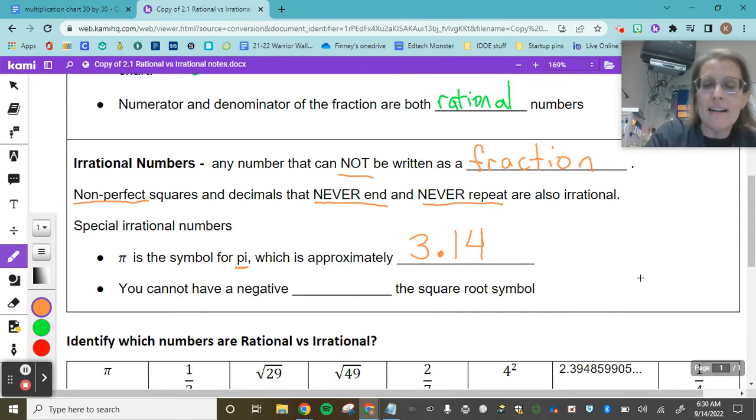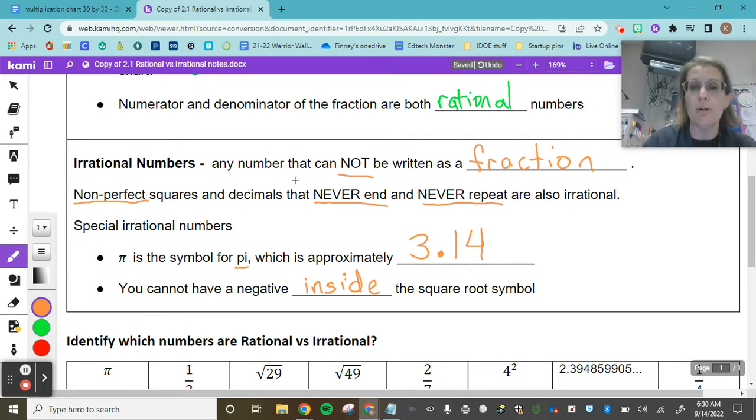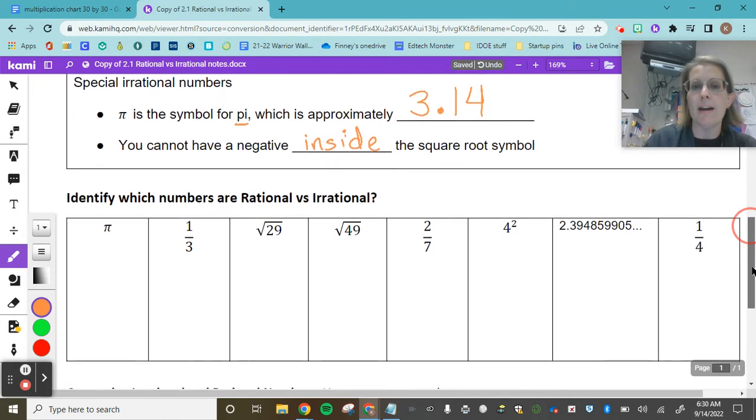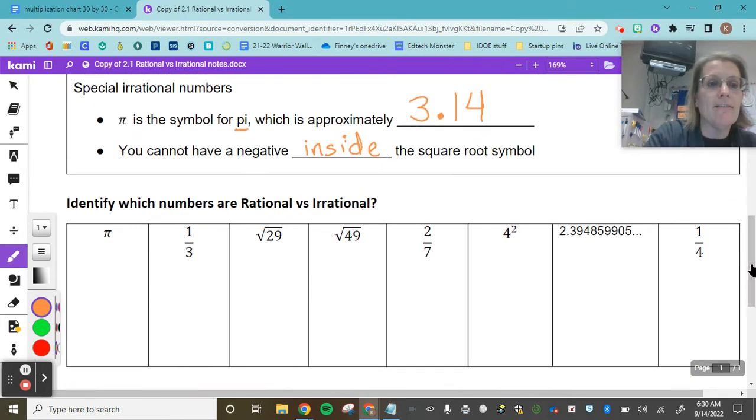Also, you cannot have a negative inside your square root symbol. You'll see negatives outside the square root symbol when we're putting them in order, but you cannot have them inside. So now let's practice a little bit with that. You need to identify which numbers are rational and which numbers are irrational. So we're just classifying right now.